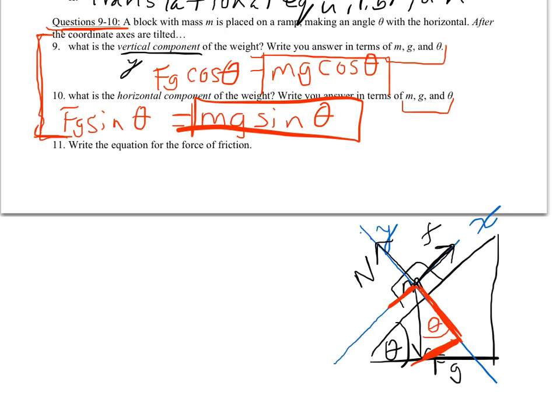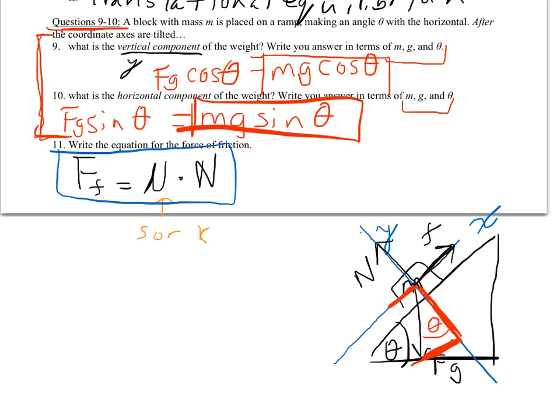Write the equation for the force of friction. Well, that's pretty easy. Force of friction is F equals mu times the normal force. And then on the mu, you would put either S or K, depending on static or kinetic. But since the problem just said force of friction and didn't specify, I'm going to leave it like this. Ff equals mu, the coefficient of friction, times the normal force. And you should, by now, have memorized that equation. If you haven't, go do it.